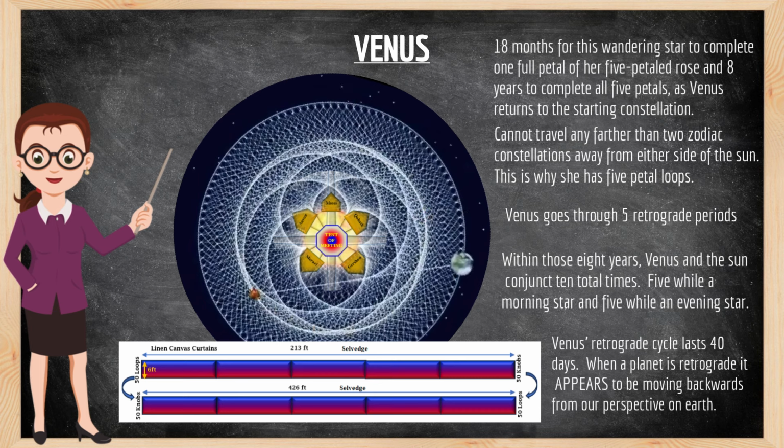When the planet is retrograde, it appears to be moving backwards from our perspective on Earth. Another clear sign in the heavens that numbers days. Yahweh just blows me away with his mathematics and his sacred geometry. But just wait. I have some better math still to come.